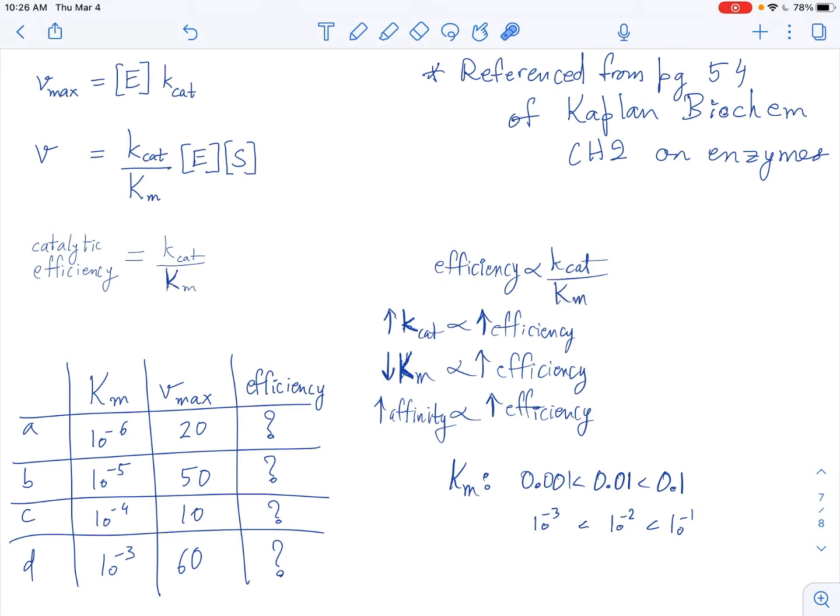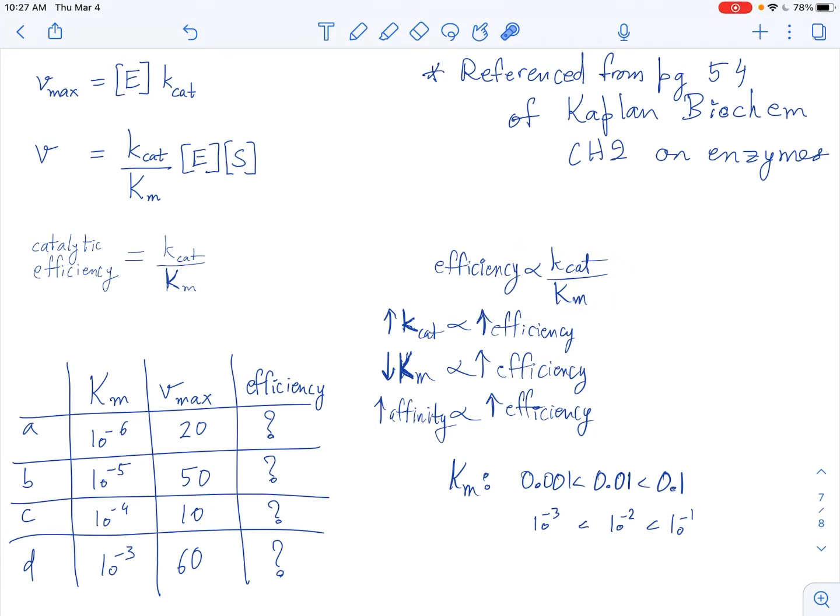And now sometimes they word it in terms of affinity. They will not tell you what the Km is, but they will say, oh, the affinity is increasing. Km and affinity are opposites of each other, right? So if Km is decreasing, that means affinity is increasing. So you go around and come to the same thing: if affinity is increasing, then Km is decreasing, and according to this equation, if Km is decreasing, then efficiency is once more increasing. So you can draw all these conclusions by remembering this equation.